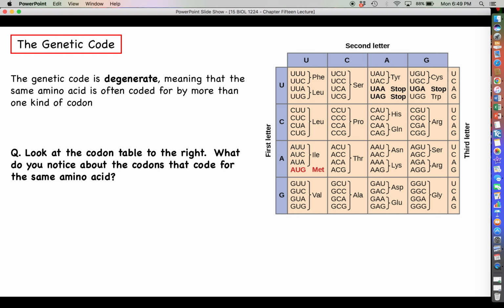So real quick, you may want to pause the video after I read this question. Look at the codon table to the right. This codon table is telling you, for any particular codon, the first base on the left, the second base on top, and then the third base on the right. For any particular codon, what do you notice about the codons that code for the same amino acid? You might look at the ones that code for proline or the ones that code for serine. Pay attention to the first, second, and third bases. What do you notice about the codons that code for the same amino acid? You might want to pause the video and then we'll reveal the answer when you come back.